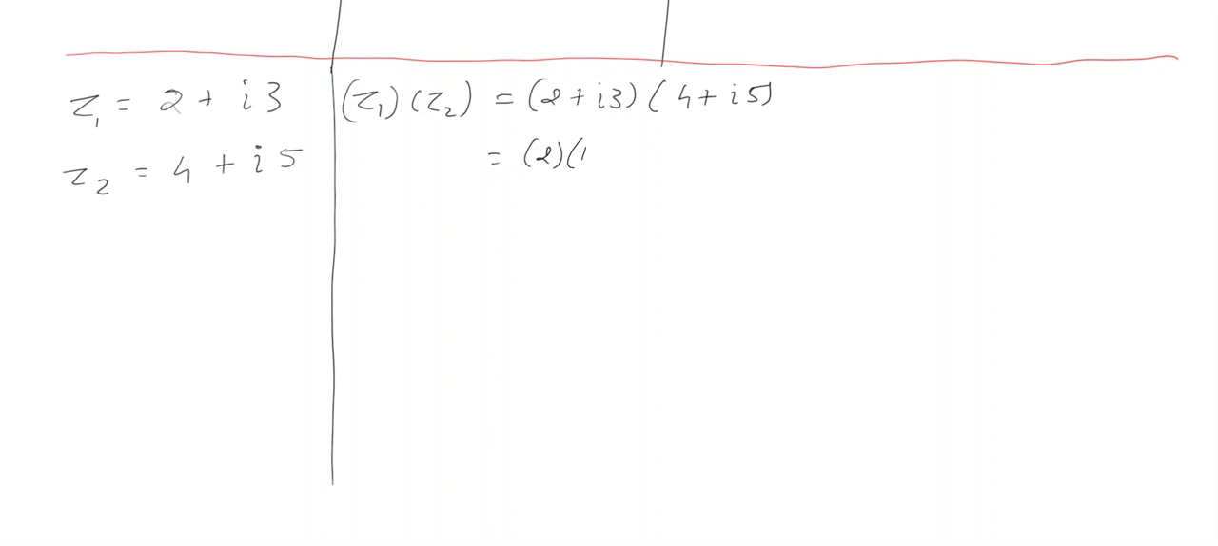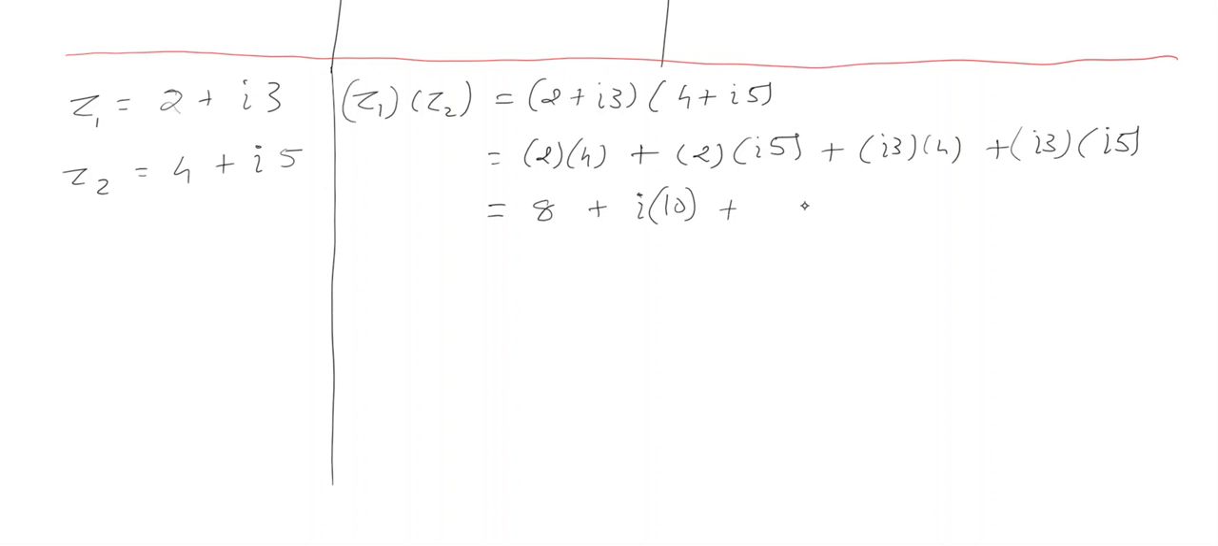So 2 multiplied by 4, 2 with i5, i3 with 4, and i3 to be multiplied with i5 as well. 2 into 4 is 8, 5 into 2 is 10 with the i, 3 into 4 is 12 plus i into i is i square and 5 into 3 is 15. So 8 plus i10, i12, that is i22.